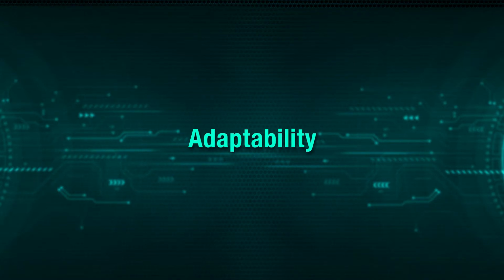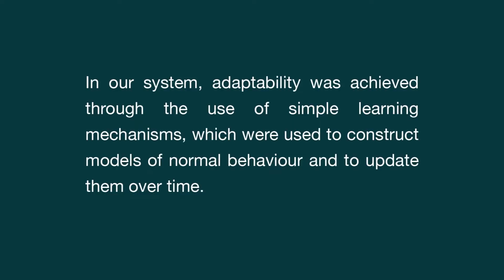The second one is adaptability. This means adaptable to changes in the protected system. Computer systems, environments, and users are highly dynamic, and normal legitimate use of the systems is continually evolving. Just as biological defense systems need to cope with natural adaptive processes, so must computer security systems if they are to be robust. In our system, adaptability was achieved through the use of simple learning mechanisms which were used to construct models of normal behavior and to update them over time.